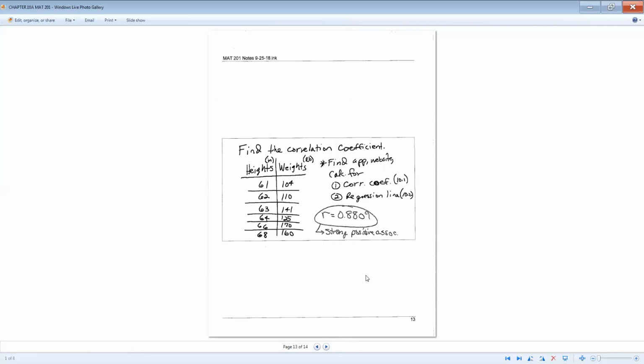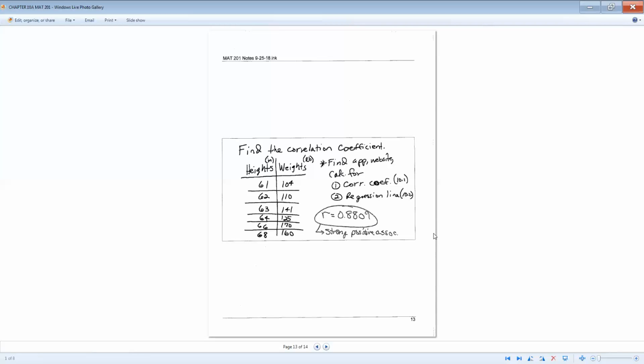So here's an example of how we could use a correlation coefficient. Let's say we have observations of heights being 61, 62, 63, 64, 66, and 68, then the corresponding weights being 104, 110, 141, 125, 170, and 160. Your correlation coefficient will be 0.8809.